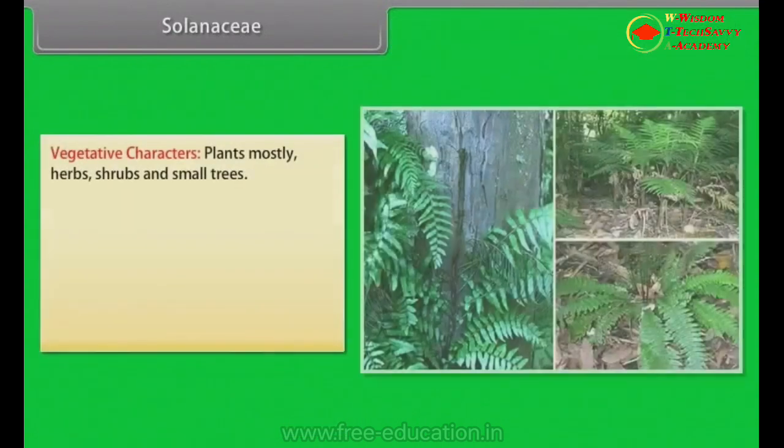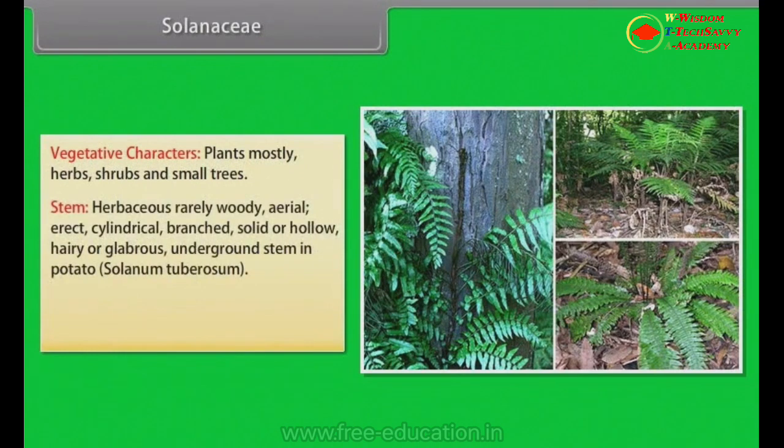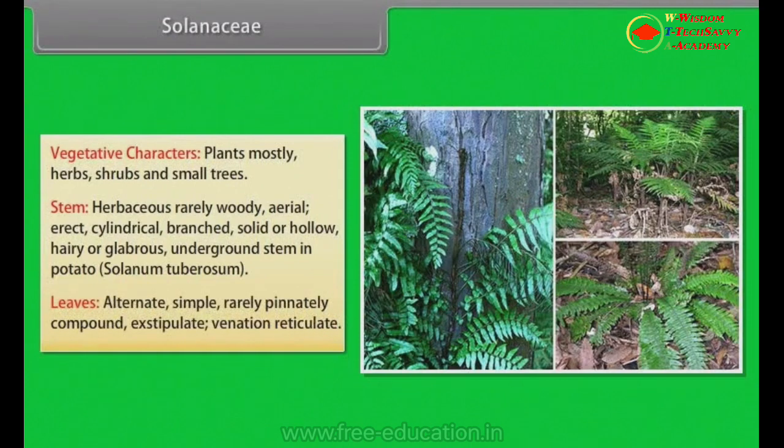Vegetative characters. Plants mostly herbs, shrubs, and small trees. Stem herbaceous, rarely woody, aerial, erect, cylindrical, branched, solid or hollow, hairy or glabrous. Underground stem in potato, Solanum tuberosum. Leaves alternate, simple, rarely pinnately compound, exstipulate, venation reticulate.